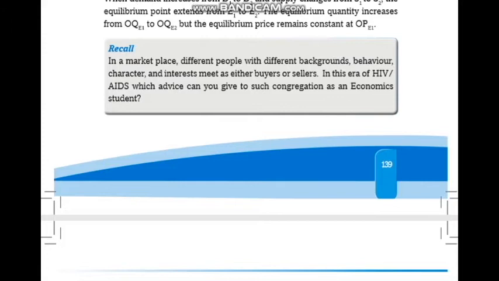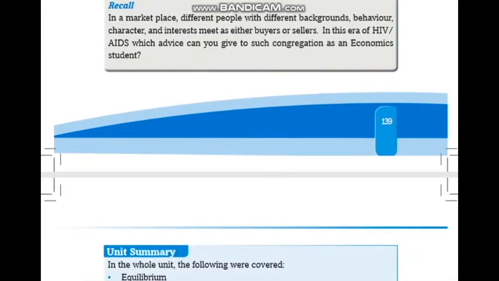So as a recall, in a marketplace, different people with different backgrounds, behaviors, character, and interests meet as either buyers or sellers. In this era of HIV/AIDS, which advice can you give to such a congregation as an economic student? You have to think about these questions.